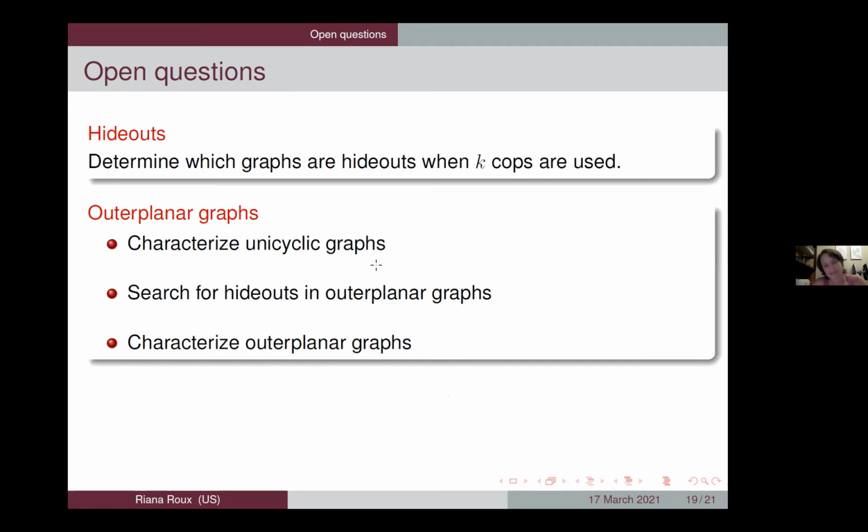In terms of outerplanar graphs, it would be super nice if we can characterize the unicyclic graphs in terms of their localization number and say this is what localization number 1 looks like, localization number 2 looks like. And we saw that there was a change in the hideouts from a tree to a unicyclic graph. Maybe if we add more cycles, there will be more changes to these hideouts and we have to exclude more things. So it would be good to see if we can carry over these hideouts to outerplanar graphs. And then finally, if it happens, we can characterize outerplanar graphs.